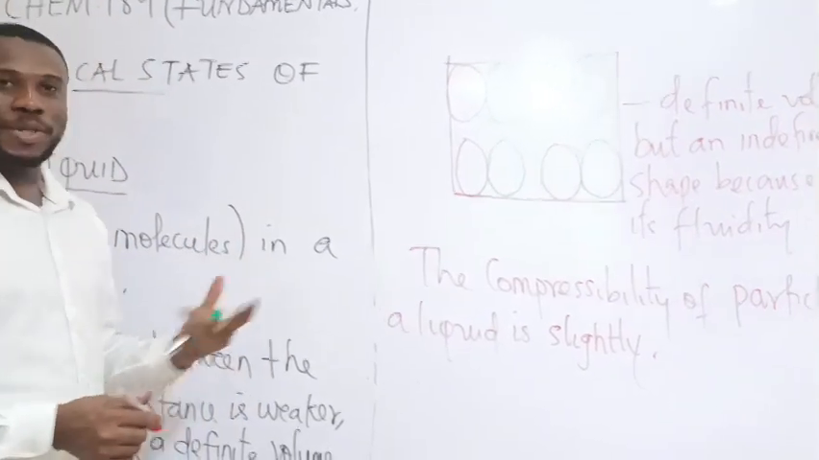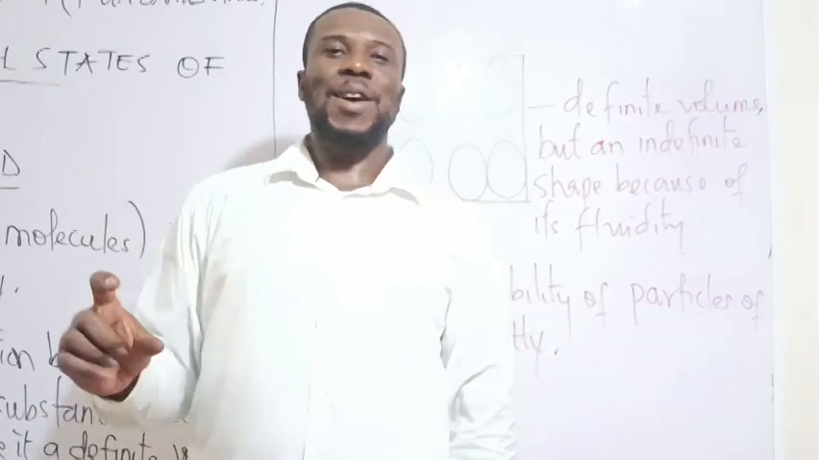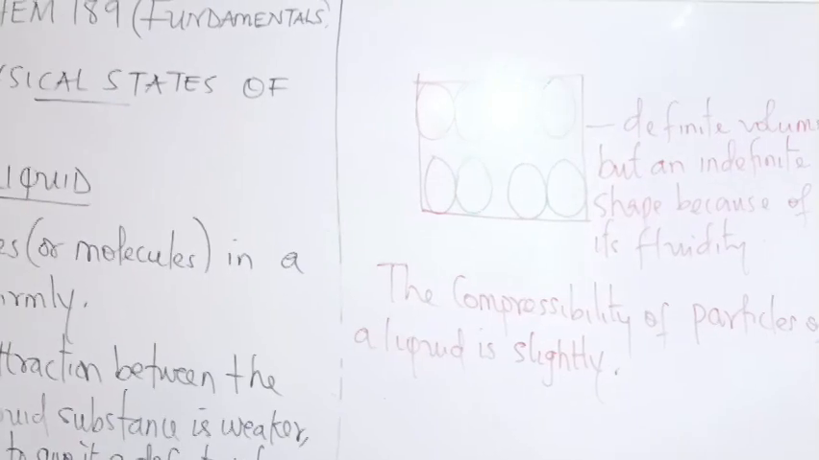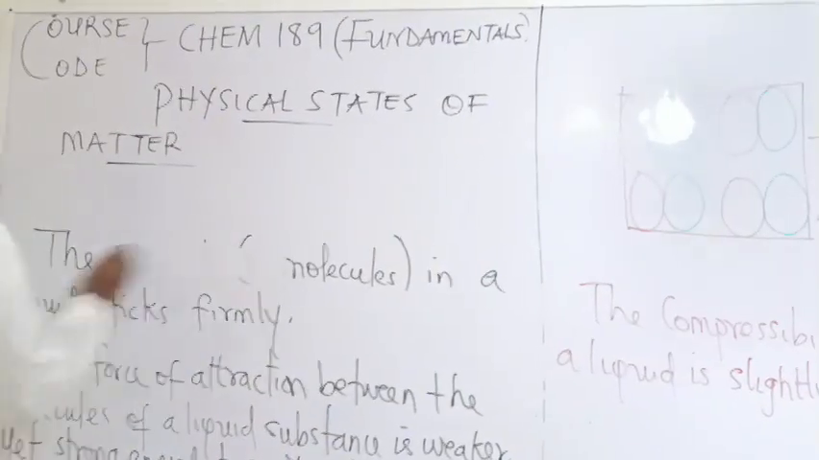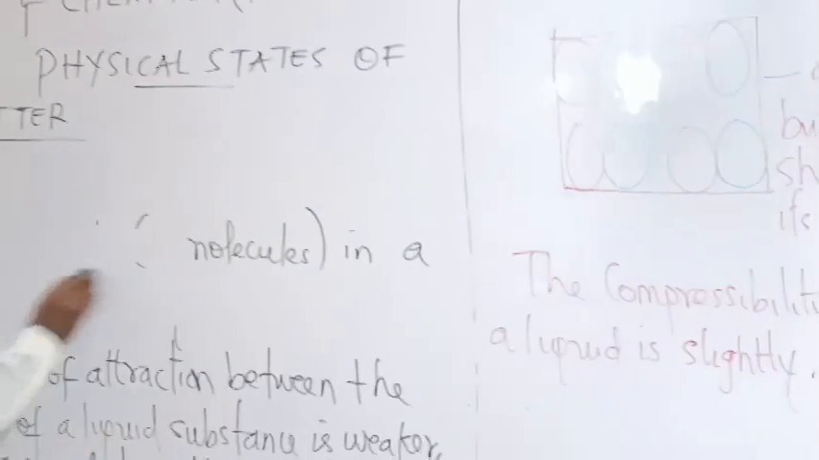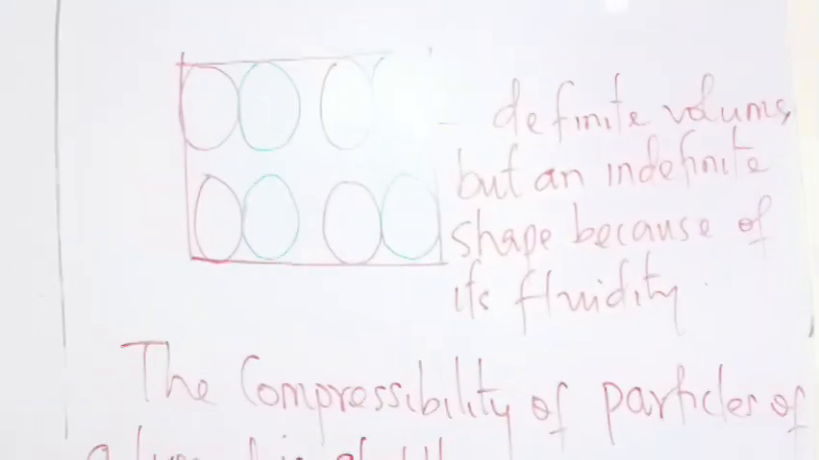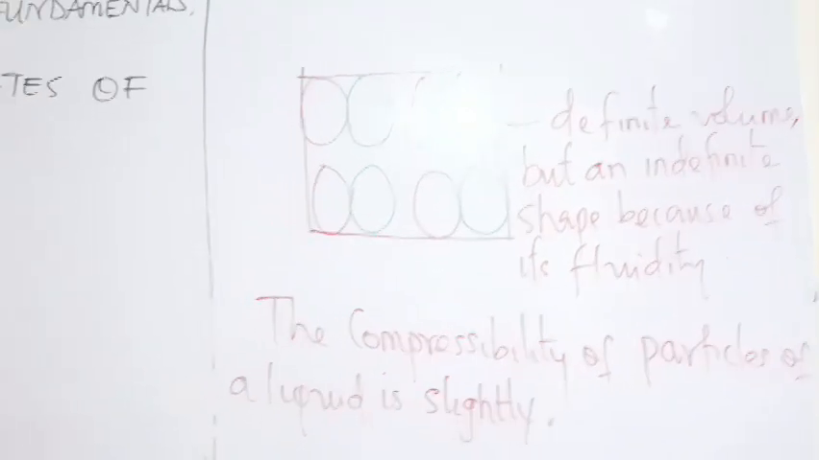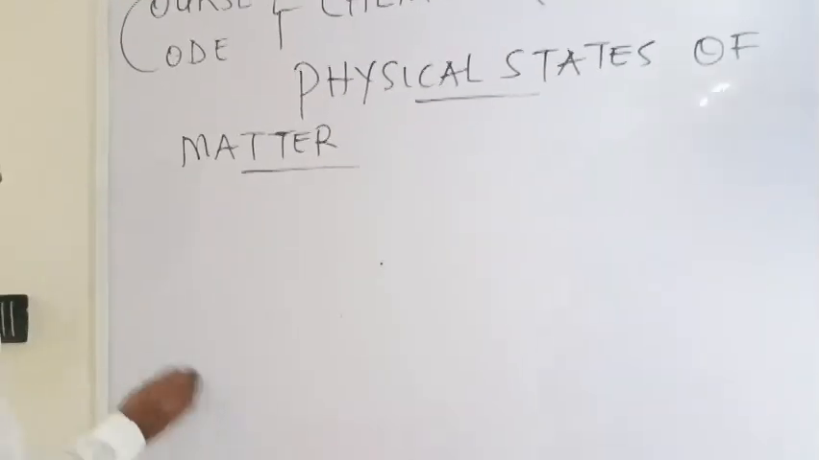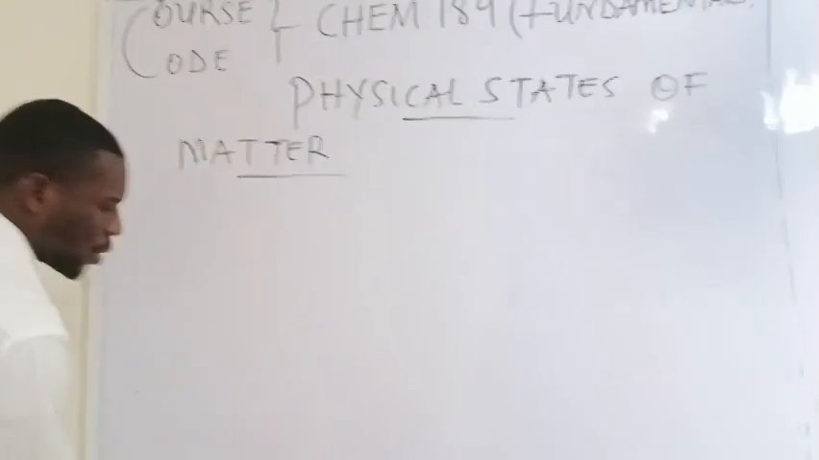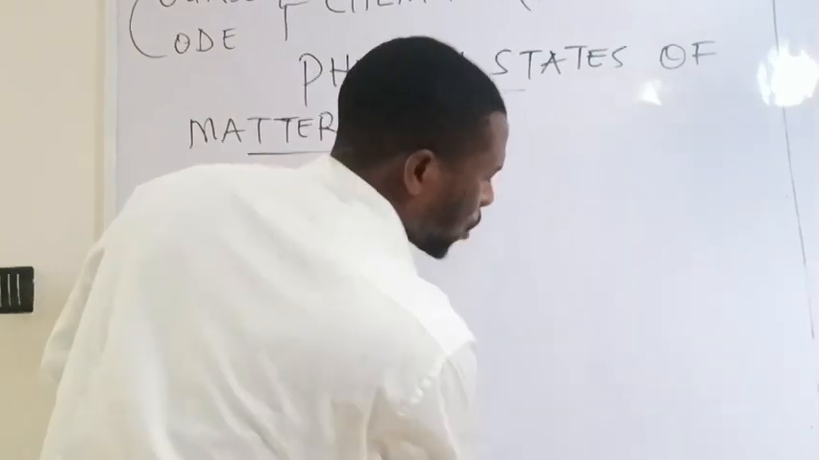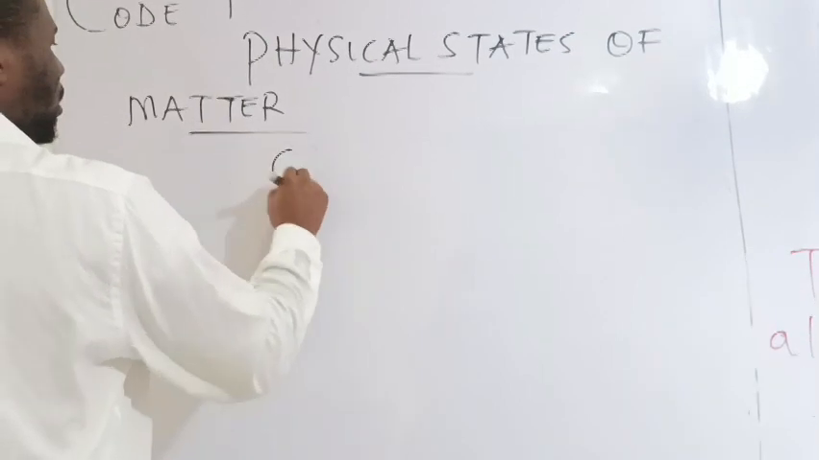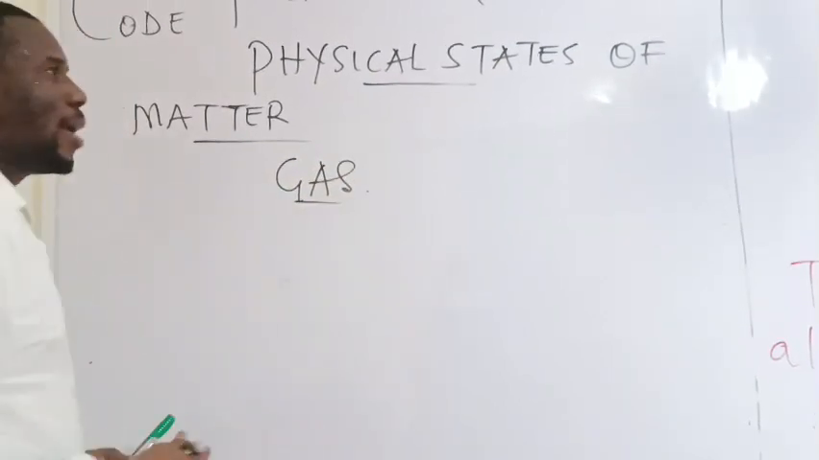Now we move on to the third physical state of matter, which is the gaseous state of matter. We need to build this for a while, so I could wipe this off. The gaseous state of matter is the third physical state of matter, alongside the solid and the liquid. So this is gas.